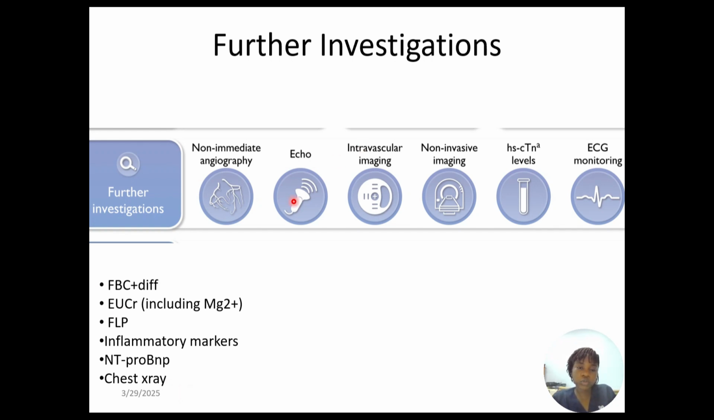Echo is important to rule out mechanical complications and to check for left ventricular function. For patients in whom it's difficult to tell if they have developed an apical clot with echo, a cardiac MRI can be done. Then it's important to also follow up with serial high sensitivity cardiac troponins in order to monitor patients' progress. Continuous ECG monitoring is important to check for arrhythmias.